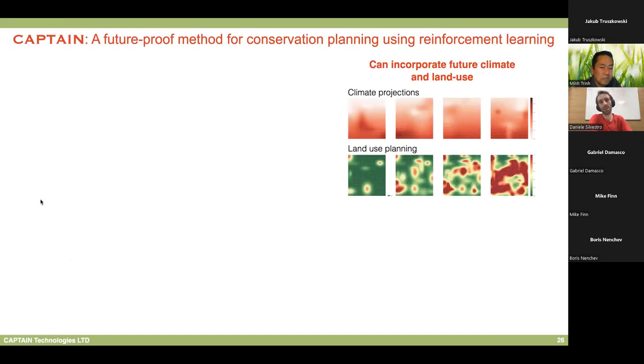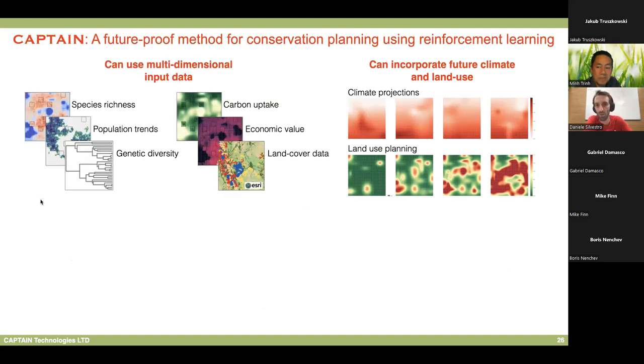So just to conclude, I think Captain is a future-proof approach for conservation planning using reinforcement learning, because it can use multidimensional input data, including species richness, but also genetic diversity. We can take into account carbon uptake, economic value, a number of things. And because it estimates a policy that evolves over time, it can also incorporate future climate change and land use changes.